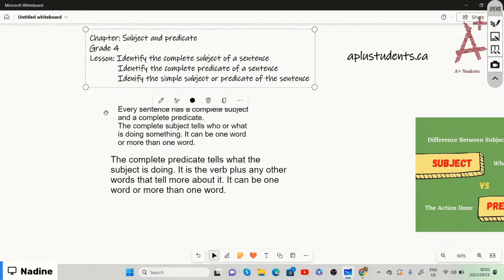All right, and the lessons that we are focusing on today, which is under the chapter of subject and predicate, is to identify the complete subject of a sentence, identify the complete predicate of a sentence, and identify the simple subject or predicate of the sentence. So that is going to be our focus lessons for today.